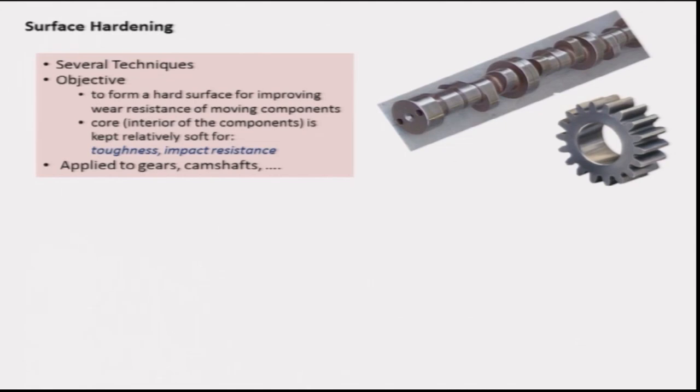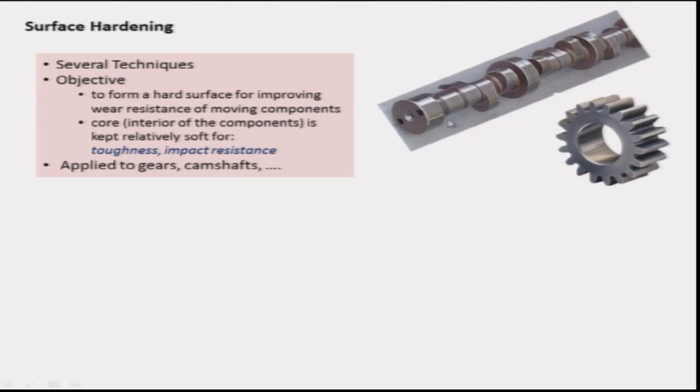And what is the objective of surface hardening? It is to form a hard surface for improving wear resistance of moving components. And you just want to harden the surface while the interior of the component, or the core of the component, is kept relatively soft, so that overall the component has a high toughness and high impact resistance. This is particularly useful for applications in the automobile industry, where gears are involved, camshafts are involved, and also in many other applications. As you can see, a couple of illustrations here.